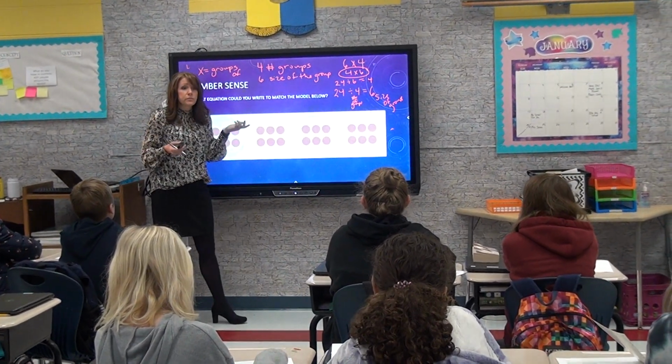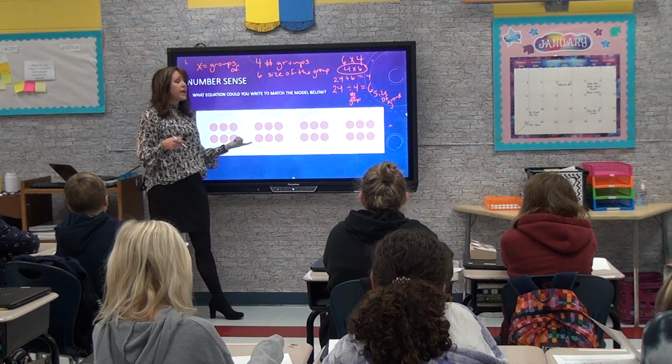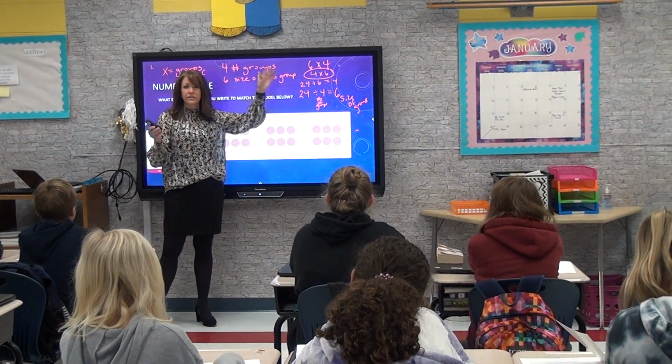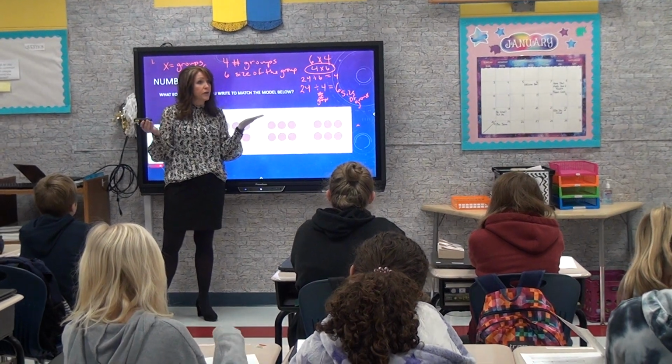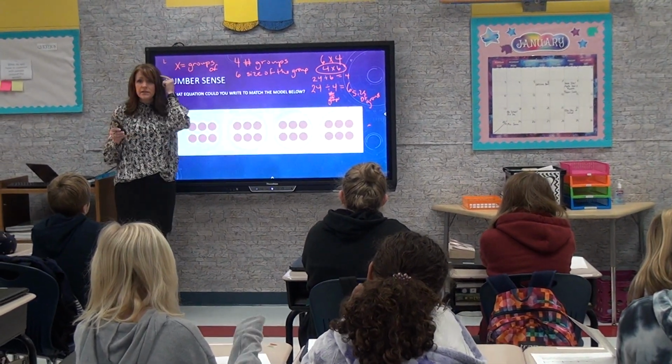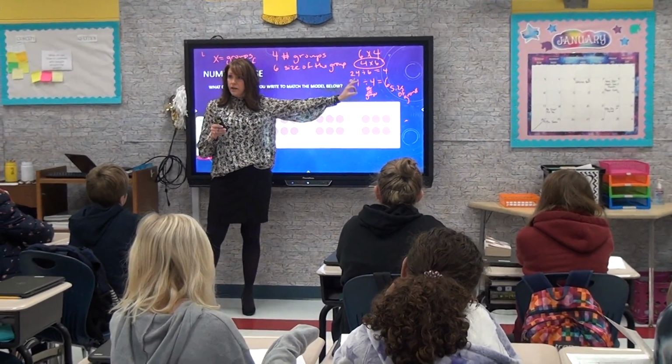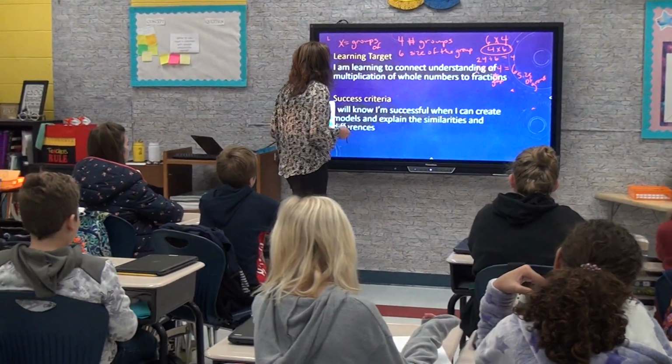But could we make 6 groups of 4 out of this? Yes. So when we have a model, our multiplication has to match it. But when we don't have a model, it doesn't matter because we know multiplication is commutative, right? So keep this in mind, what that multiplication sign means. Groups of? And we're going to explore that a little bit more in the case.